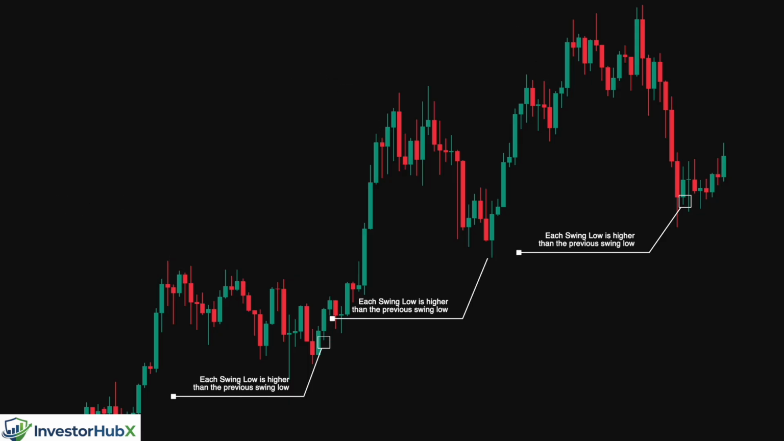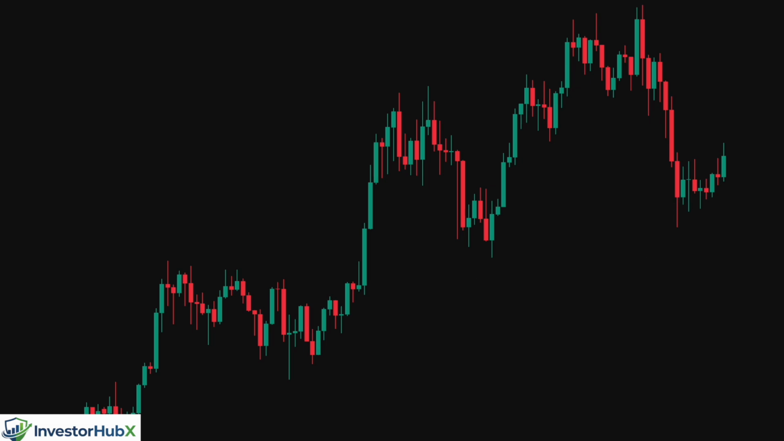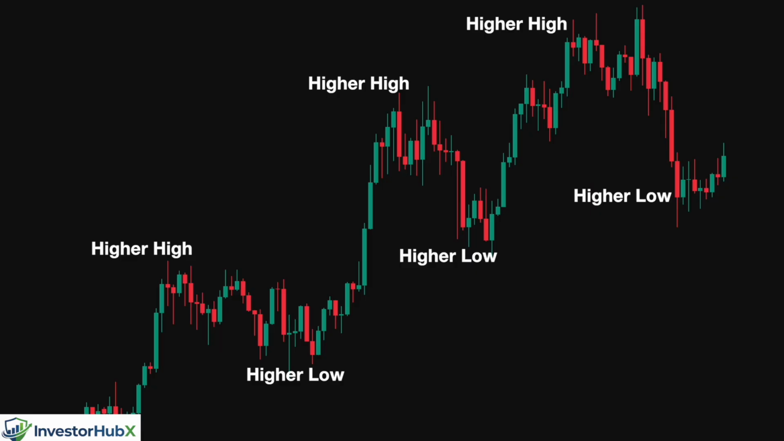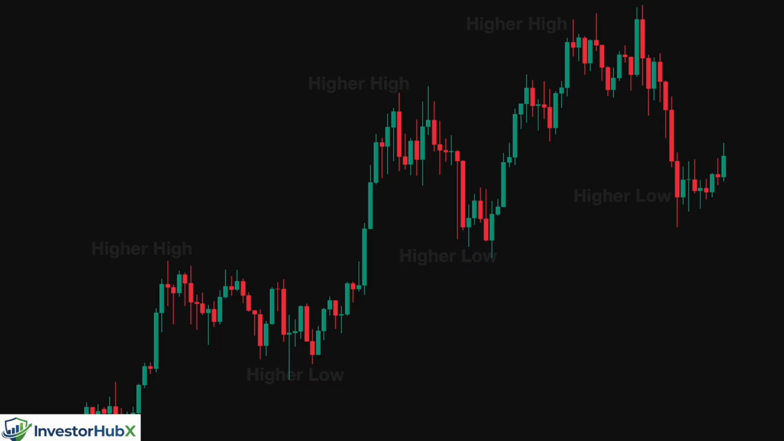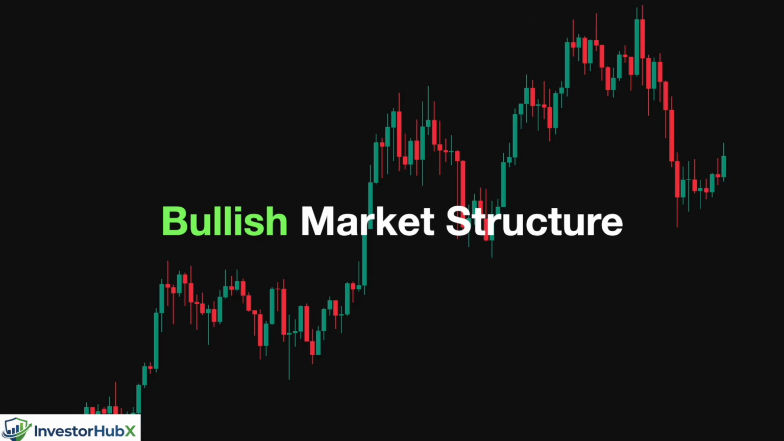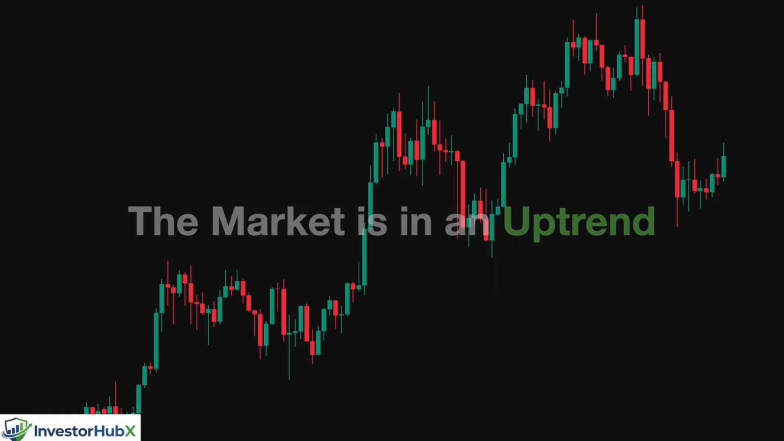This tells us that buyers are stepping in earlier on every pullback, and they are willing to pay higher prices over time. When price consistently forms higher highs and higher lows, we call this a bullish market structure. In other words, the market is in an uptrend.